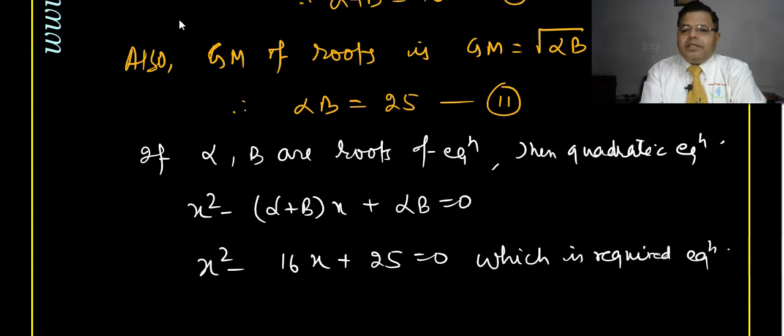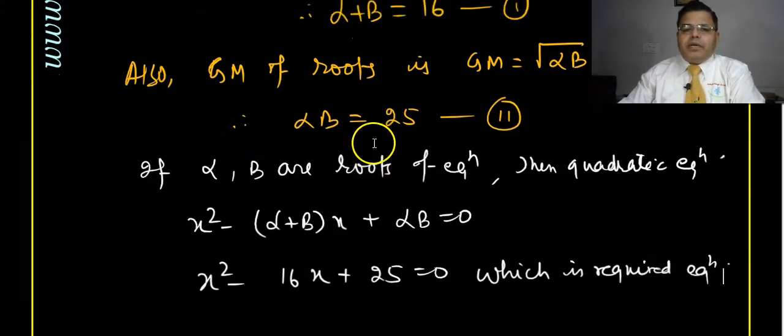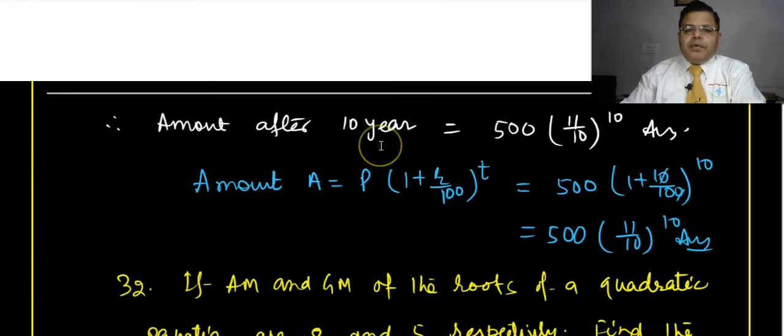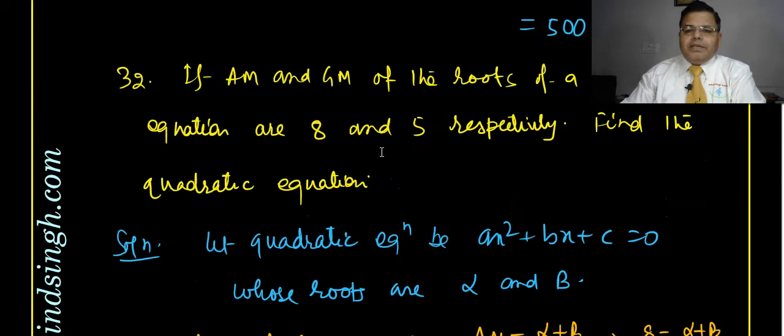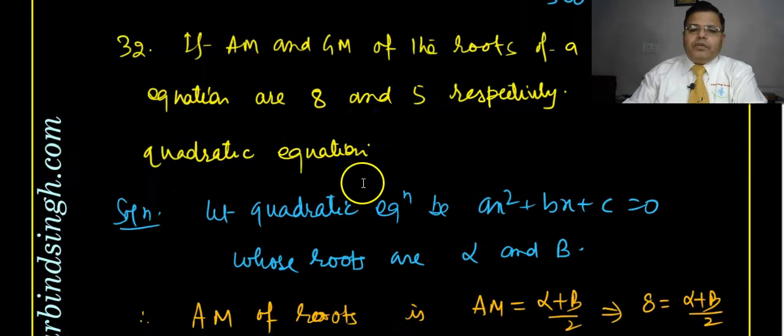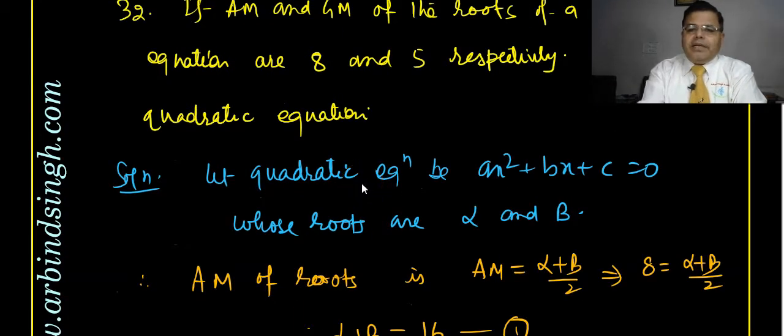So I hope you got this. This is all about geometric progression, and I hope you understood each and everything, and there is no problem here. I have given ax square plus bx plus c just as a reference, that the quadratic equation will be in this form only.